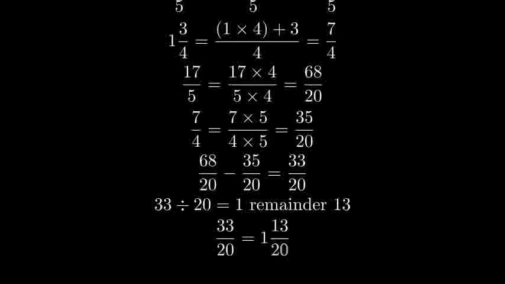Finally, convert back to a mixed number. 33 divided by 20 equals 1 with a remainder of 13. Therefore, the final answer is 1 and 13/20.